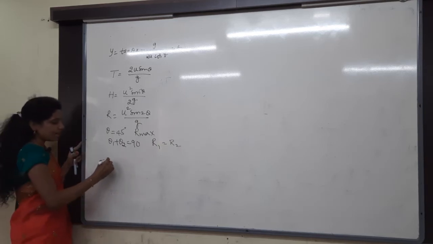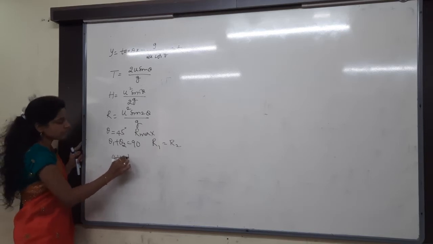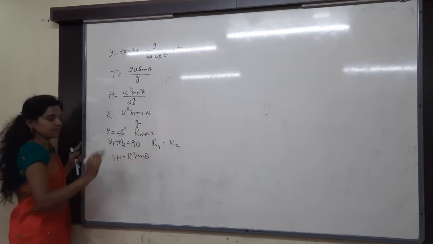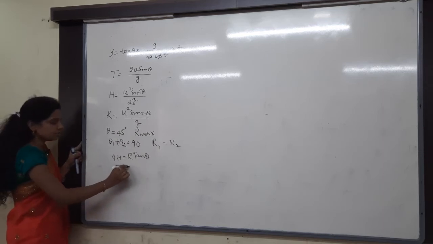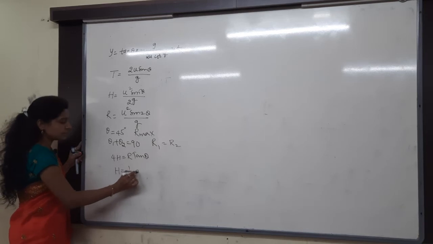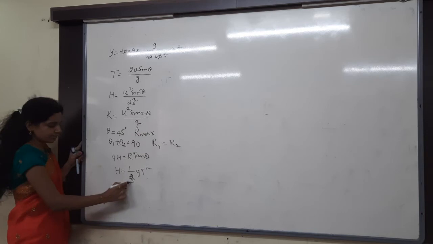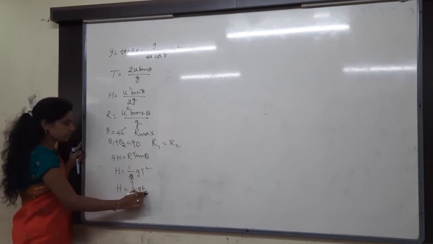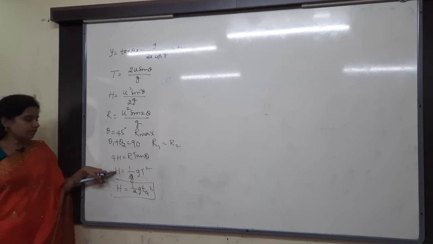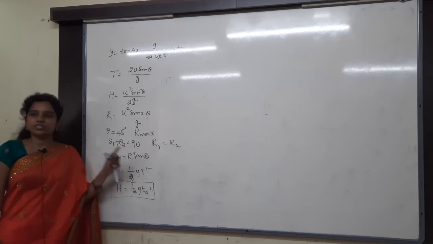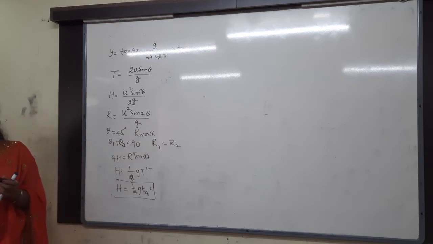And the relation between R and H is what we have discussed: 4H is equal to R tan theta. And also the relation between H and T is H is equal to 1 by 8 g T square. H and T_A, time of ascent, is 1 by 2 g T_A square. This one you already know, S is equal to ut plus half at square. These are the main relations we have discussed so far for projectile motion.